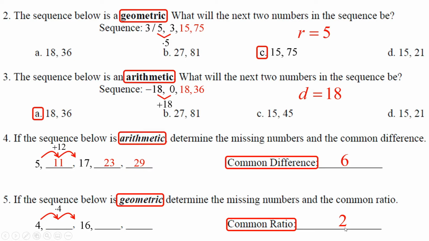Now, let's just check and see if this works. 4 times 2 is 8. 8 times 2 is 16. 16 times 2 is 32. And 32 times 2 is 64.